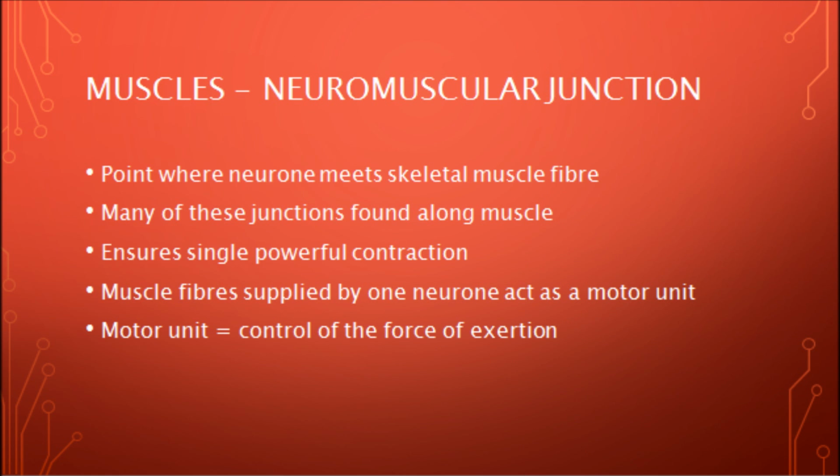The neuromuscular junction is the area where a motor neuron meets the muscle fibre. There are many of these junctions along the length of a muscle fibre, ensuring a single powerful contraction. Each neuron will act on a set of fibres, causing them to act as one unit. The number of motor units which receive the impulse dictate the amount of force exerted. A small number of motor units means that a little force is exerted.